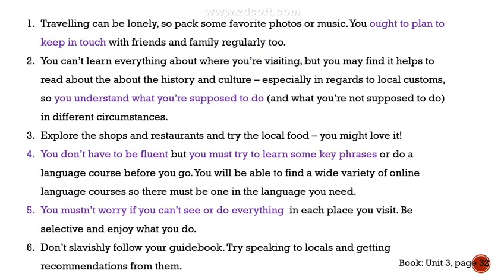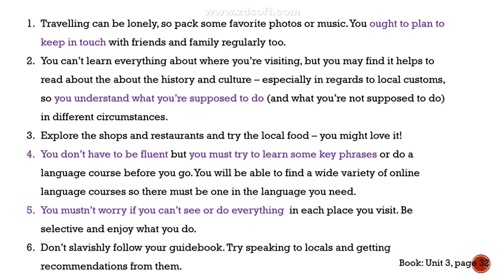So let's look at the sentence, you ought to plan to keep in touch. If you say to someone, you ought to plan to keep in touch, or you should plan to keep in touch, it means you're giving him advice. So, should and ought to are used to express advice.